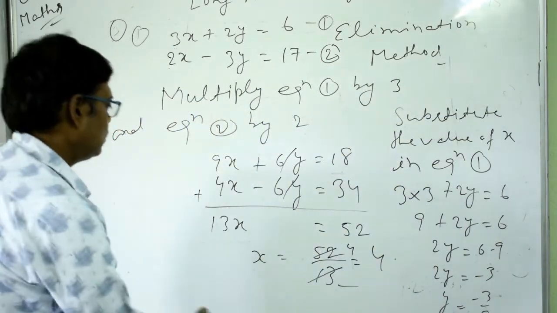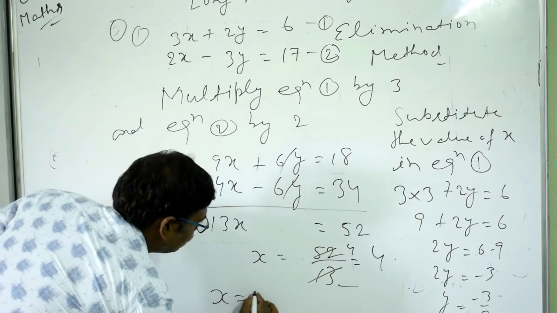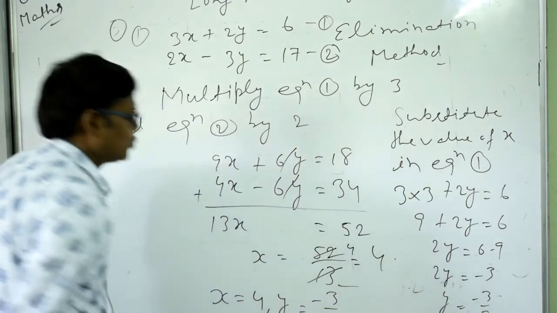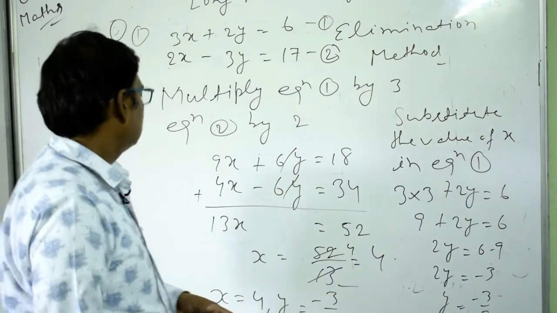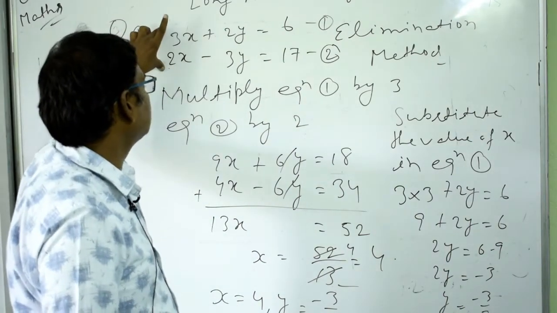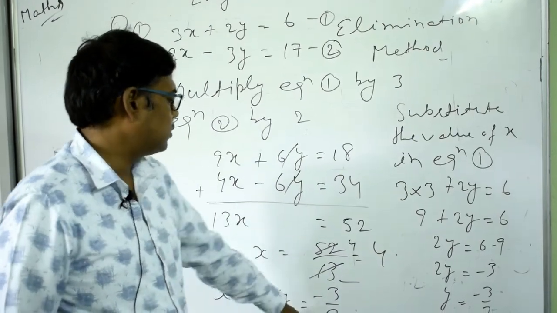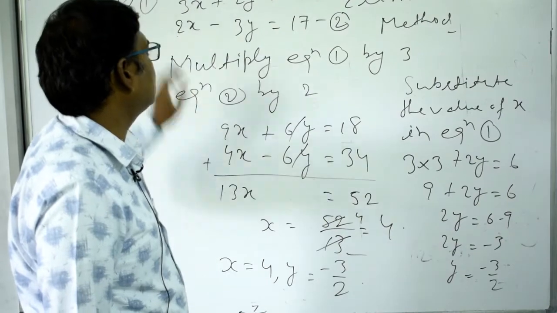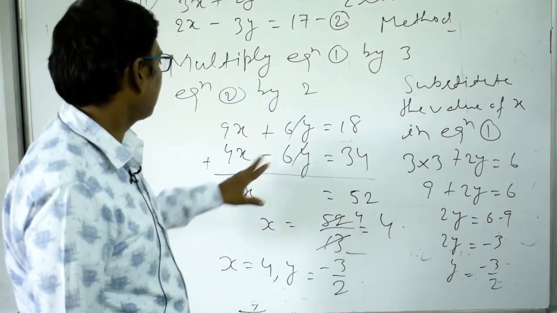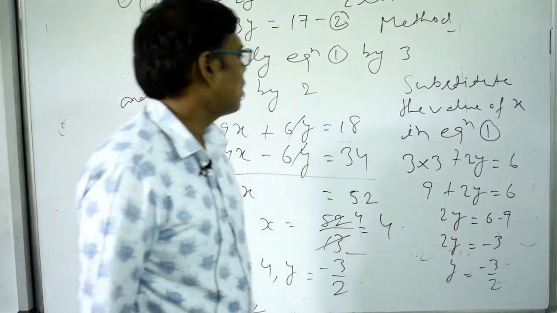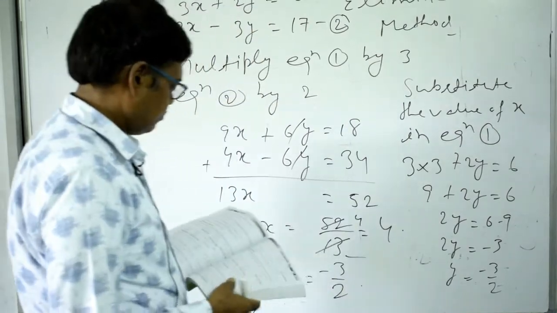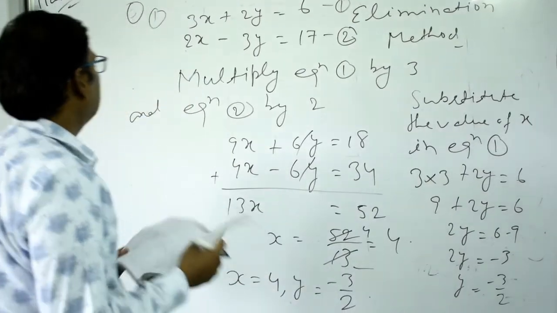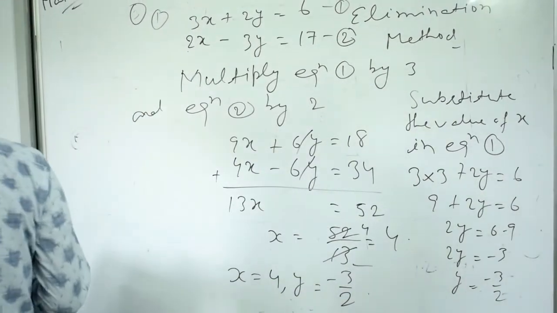Then 2y equal to 6 minus 12, so 2y equal to minus 6, and y equal to minus 3. So here you have x equal to 4 and y equal to minus 3. These are the answers of these two equations, and these two values of x and y will satisfy both equations at the same time. This is the elimination method. Now I will do the next question by using the elimination method.